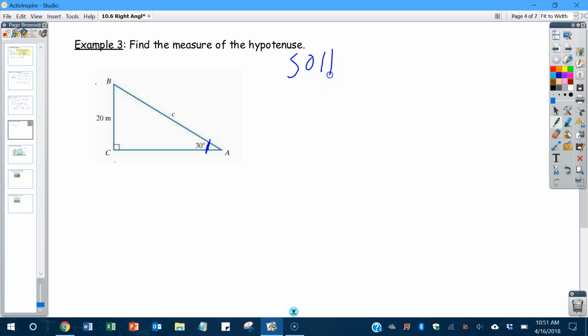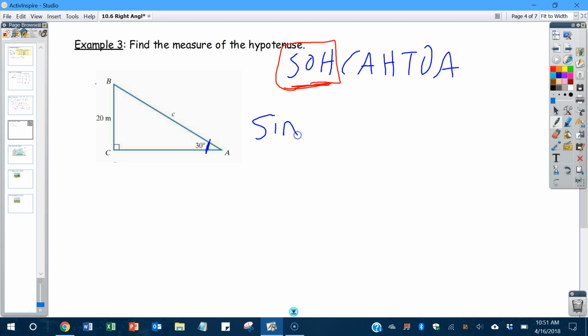So if I have my SOHCAHTOA, I need a formula that uses the opposite and the hypotenuse, which is this first one right here. The sine is equal to opposite over the hypotenuse. So I'm going to write this out. The sine of 30 degrees is equal to the opposite, which is 20, over the hypotenuse, which is C. And now I have something that's really similar to the last problem, but I had to use a different function this time.